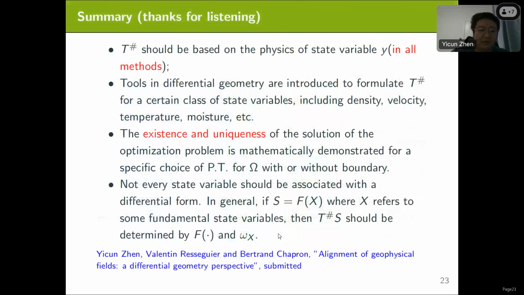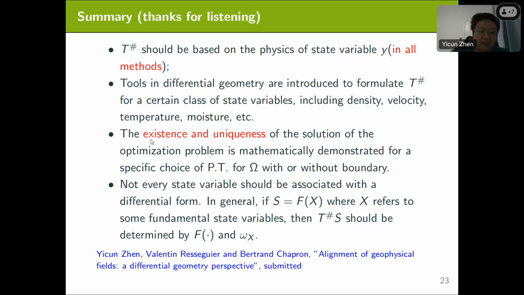Now the summary. The most important point here is that the T-sharp should be based on the physics of the state variable Y. There are some other methods, like field alignment and the morphed EMKF or others. Those methods do not consider the same cost function, but T-sharp must be used in their method, yet in all these methods T-sharp is omitted. They did not realize that T-sharp must be physics based. Secondly, we use some mathematical tools to formulate the T-sharp. This is also a nice result.